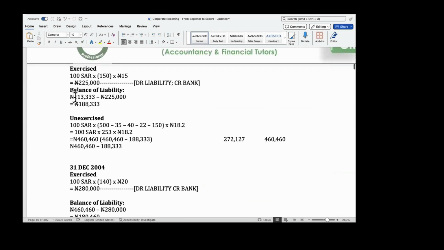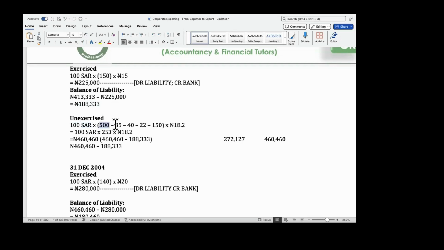So out of this 413, I've settled this amount. So my liability is now remaining 188,333. Now, having taken care of those that have vested or those that have exercised their rights, let's now know how much we are owing. What is remaining? Knowing fully well that each of those people that are remaining will get 100 share appreciation rights.